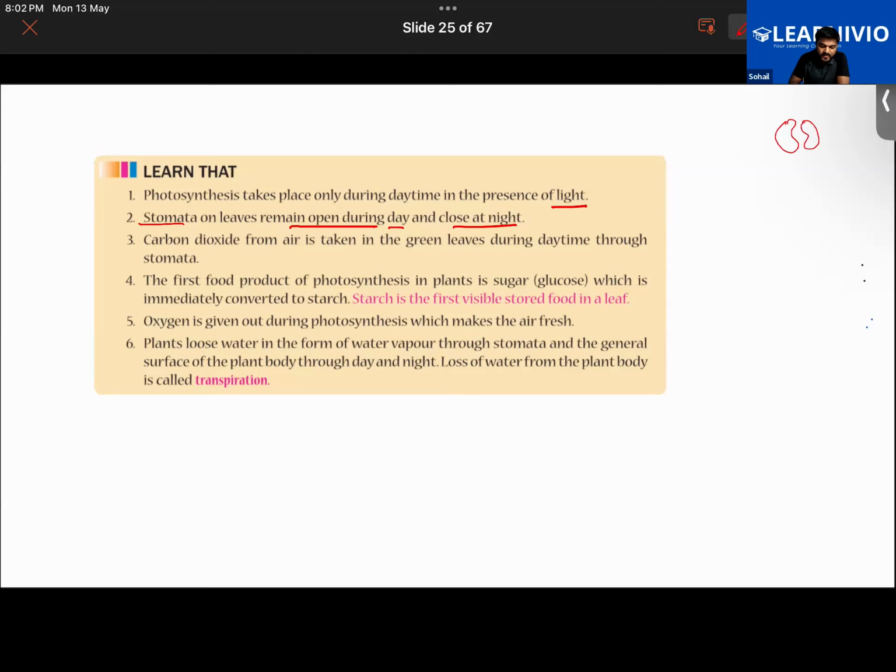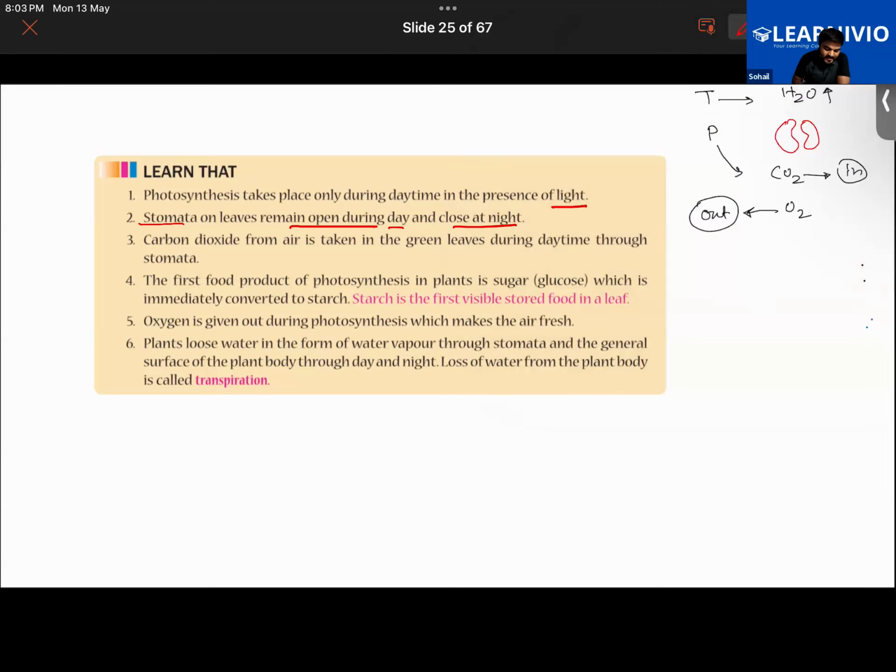Yes, sir. During the daytime, both transpiration and photosynthesis are happening. In transpiration, water vapor comes out through this pore. In the process of photosynthesis, carbon dioxide is taken in while oxygen is liberated out. In, out. So that's why it will remain open during the day.